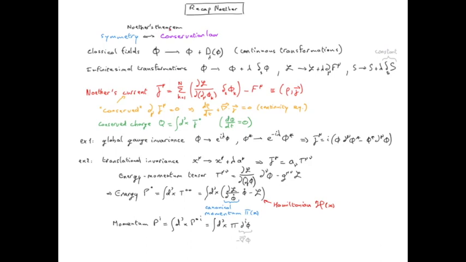We introduce the Noether theorem, which connects symmetries and conservation laws. We derived the Noether theorem in the case of classical fields, but usually the symmetries of the classical theory are the same as in the quantum case. In some cases it's not true, but most of the time it is. Noether theorem only applies to continuous transformations, not discrete transformations like parity, for instance.